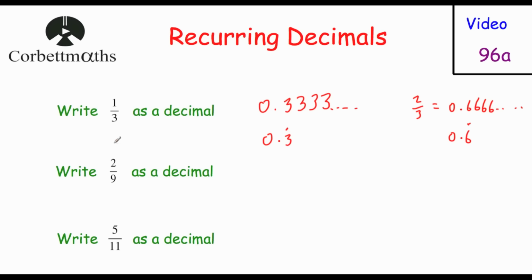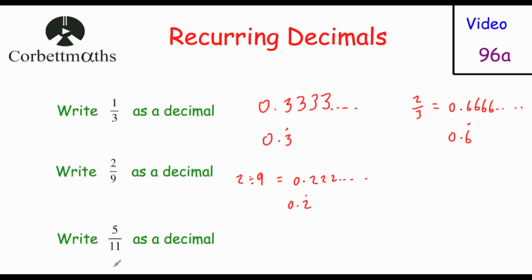Okay, our next question says to write 2/9 as a decimal. So we would do 2 divided by 9, and if we do 2 divided by 9 on our calculator, that's equal to 0.22222 and so on. Alternatively, it can be written as 0.2 with a little dot above it, and that just means it carries on forever.